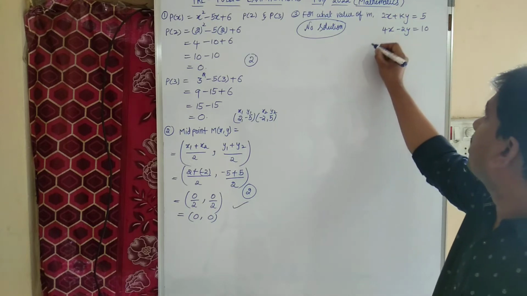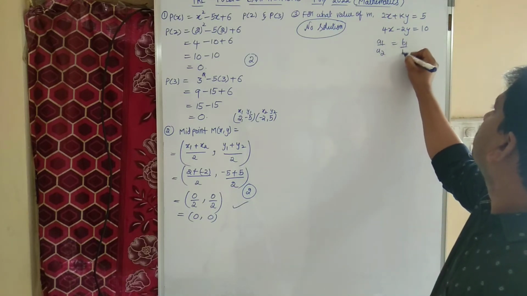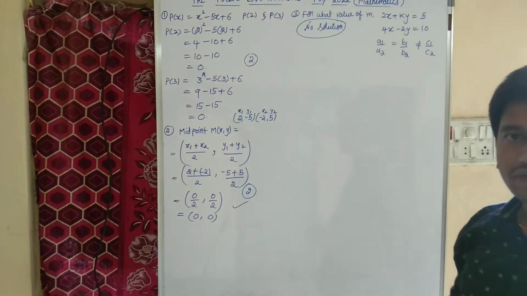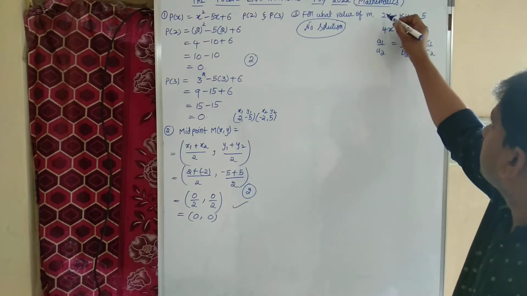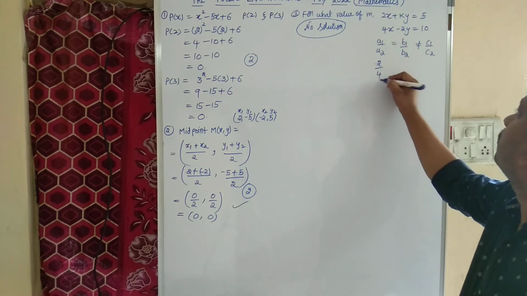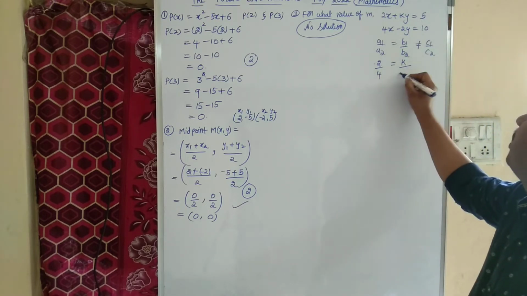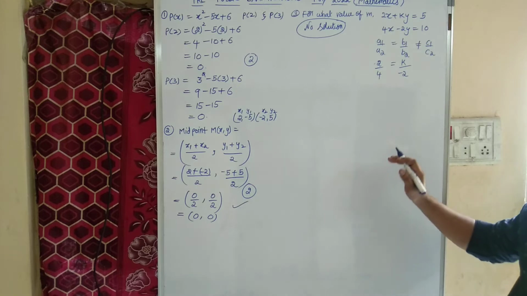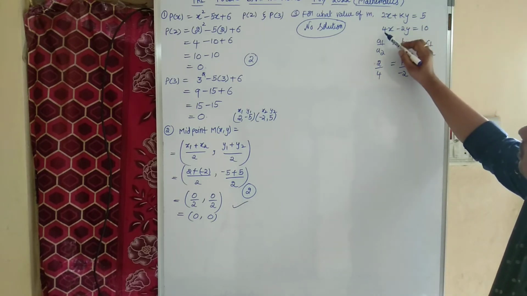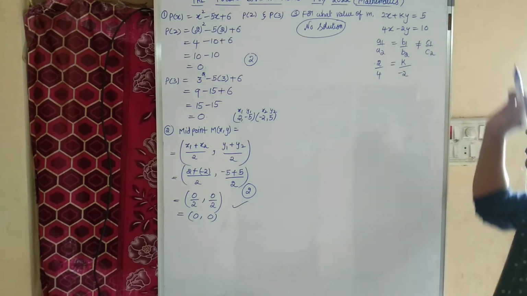The condition for parallel is a1 by a2 equal to b1 by b2 is not equal to c1 by c2. What is a1, children? Here a1 value is 2 by a2 value 4 equal to b1 value k and b2 value minus 2. Students, are you confusing? This is a1, this is b1.